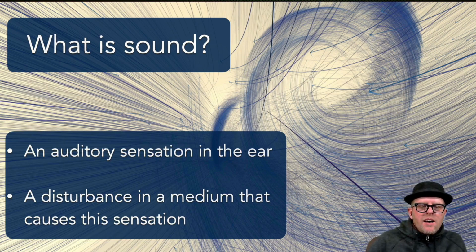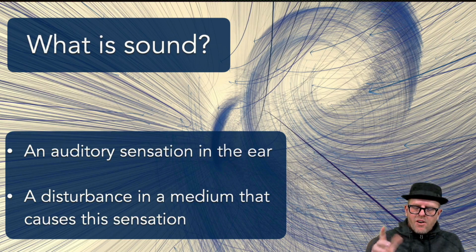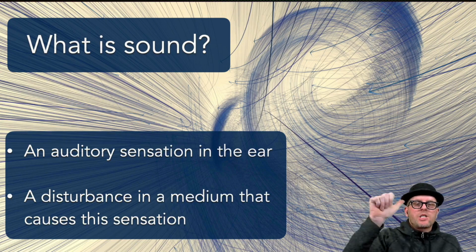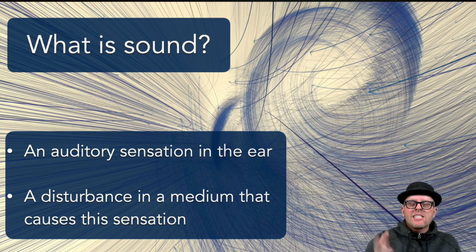So effectively what we're saying here is that we need to have three things for sound to happen. We need to have something that creates a disturbance. We need to have a medium that disturbance can travel through. And then we need to have a receiver, which is an ear. So again, we need three things: a medium, a disturbance in the medium, and a receiver. Those are the three things that we need to effectively call it sound.